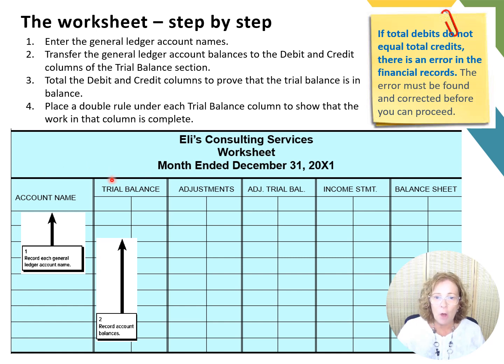You tally up all of the amounts in the trial balance debit column, then tally up all of the amounts in the credit column of the trial balance section. If you've done everything correctly, meaning you transferred the amounts correctly, the totals for the trial balance columns should be equal. And at the end, you place a double rule under each trial balance column to show that the work in that column is complete. So let's do that together.